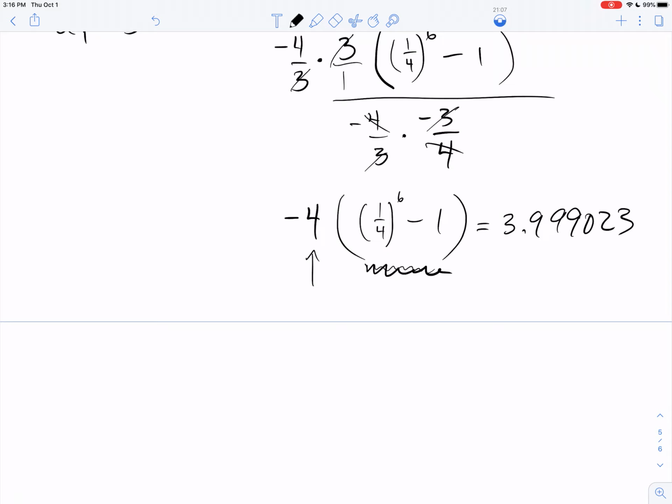How awesome is it that my newer calculator with a much larger processor was able to give me the correct answer, which is 4,095 over 1,024. This would be the 6th partial sum.